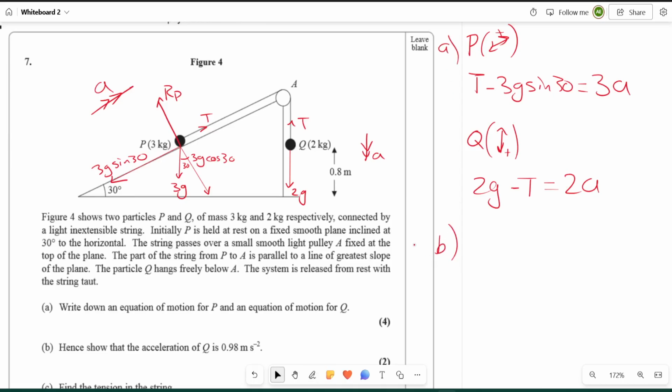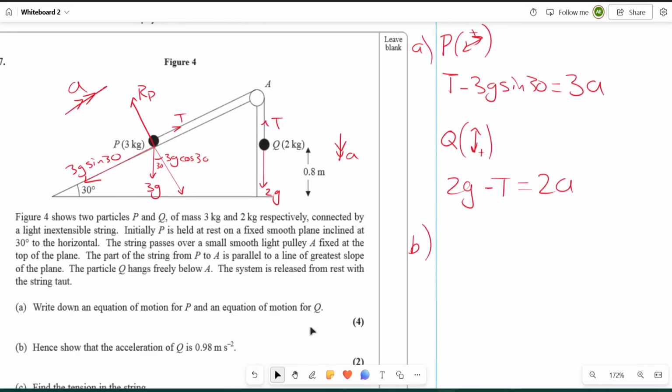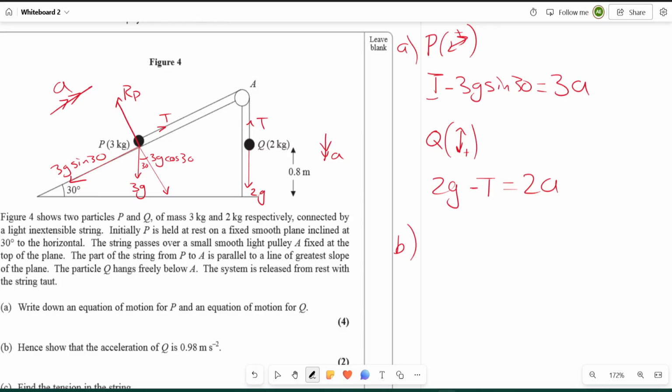Part B says, hence show that the acceleration is this. So we basically want to solve for acceleration. What I can see is I have a T here, which is positive, and I have a negative T here. So if I add these two equations together, the T's are going to cancel with each other. Let me rewrite this equation as negative 3G sine 30 plus T equals 3A, and let's add them together. So 2G minus 3G sine 30, and sine 30 is half, so 3 times half is 1.5, so 2G minus 1.5G.